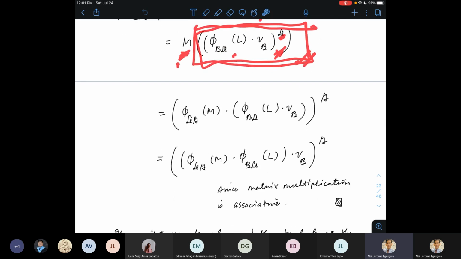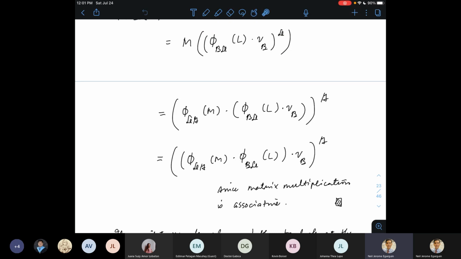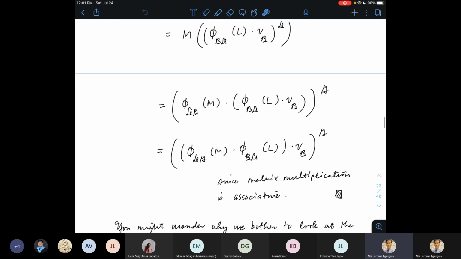So kung kukomputin ko to, using the matrix representation, I'll get the next line. And let's see why. Evaluating functions using matrix representation amounts to premultiplication by the matrix representative, okay? So premultiplication of a matrix representative to what? To the set of coordinates with respect to the chosen ordered basis.